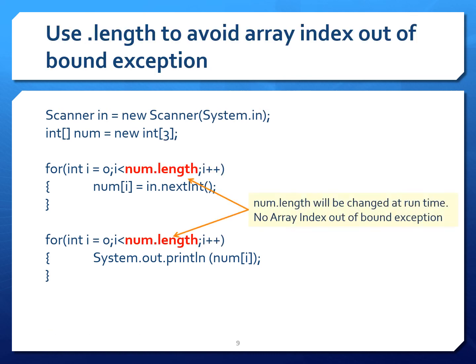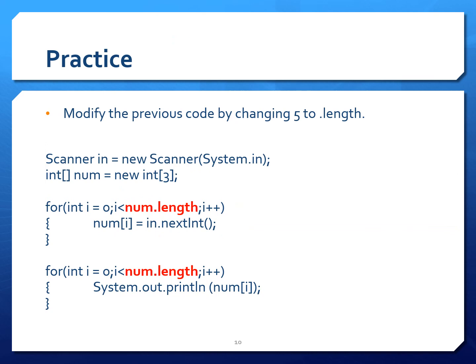To avoid the previous exception, use .length instead of hard coding the number of times to loop. Practice time. Pause the video and test this example. Modify the previous code by changing 5 to .length.